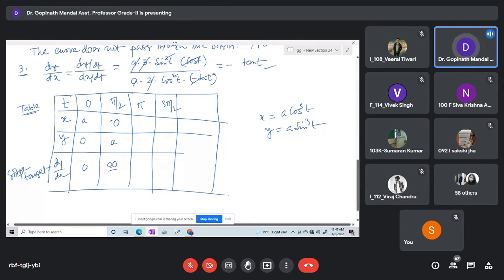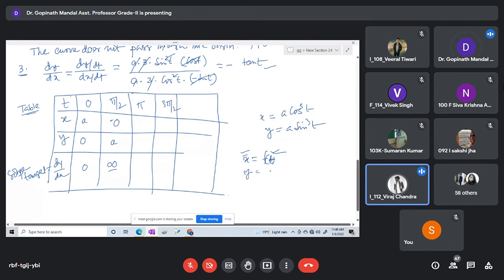For a parametric function, if we don't have trigonometric functions, there will be another variable. If x is phi of t, there will be another variable t. So with respect to the value of t, we have to find x and y.